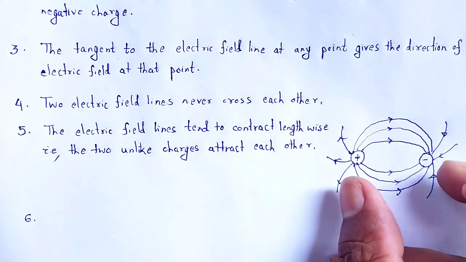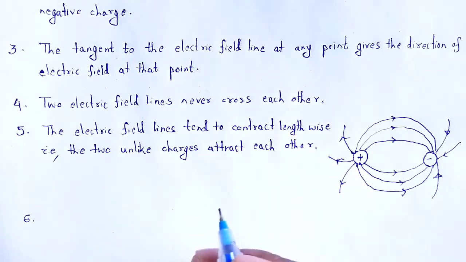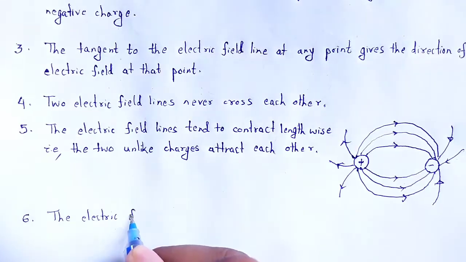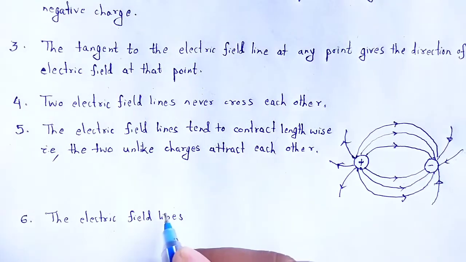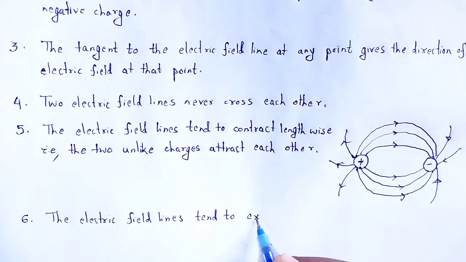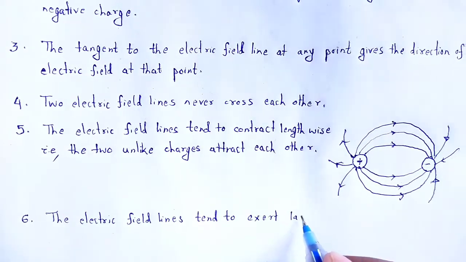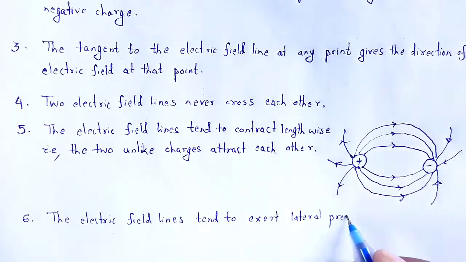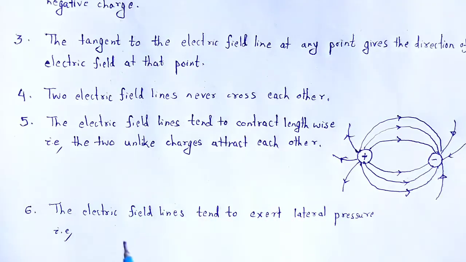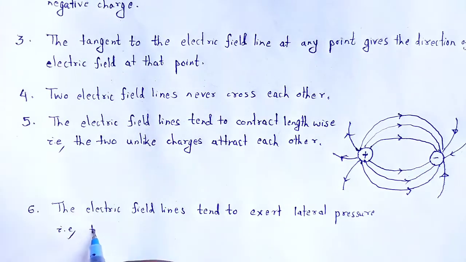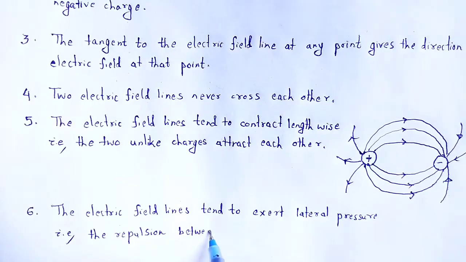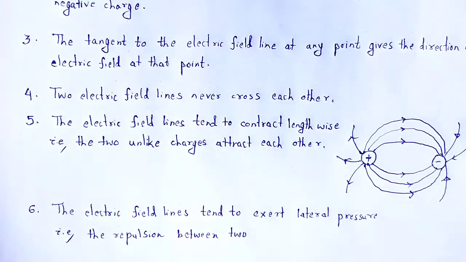Next thing, when two charges are like or similar charges, then what happens? The electric field lines tend to exert lateral pressure. That indicates the repulsion between two like charges.